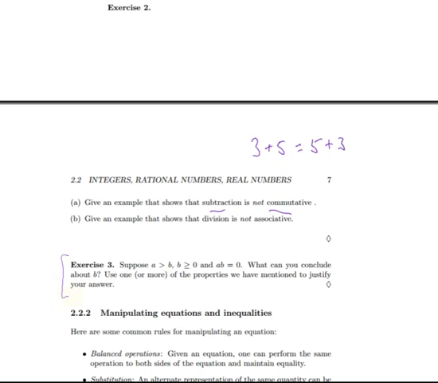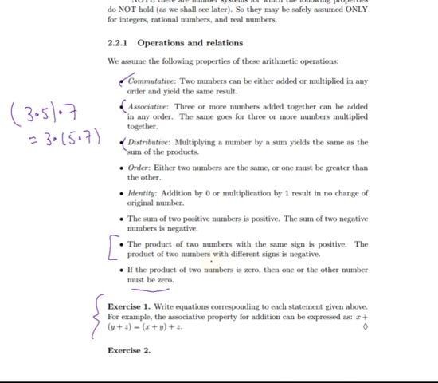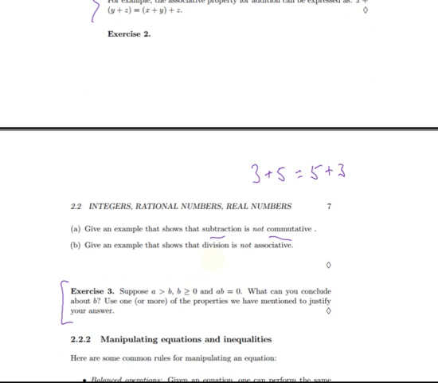Okay, now let's look at this exercise here. Suppose A is greater than B, B is greater than or equal to 0, and AB is equal to 0. What can you conclude about B? Use one or more of the properties we've mentioned to justify your answer. So this is kind of the way you're going to be doing proofs: you have a statement that you want to show something about, and you have certain properties or statements that you know are true, and you want to use those in order to make a statement about this. So we hope we can use these properties to say something about this.